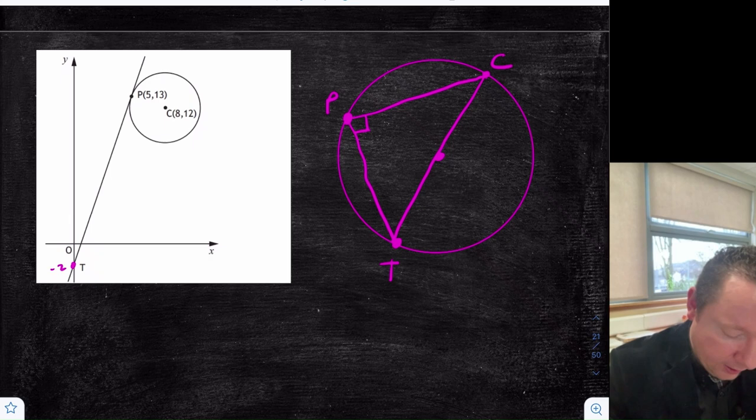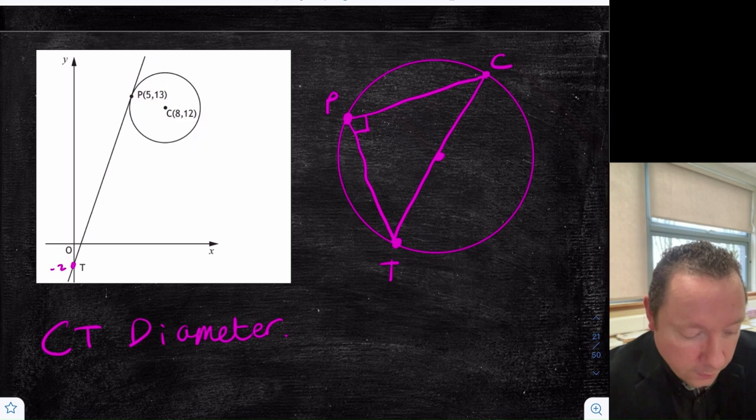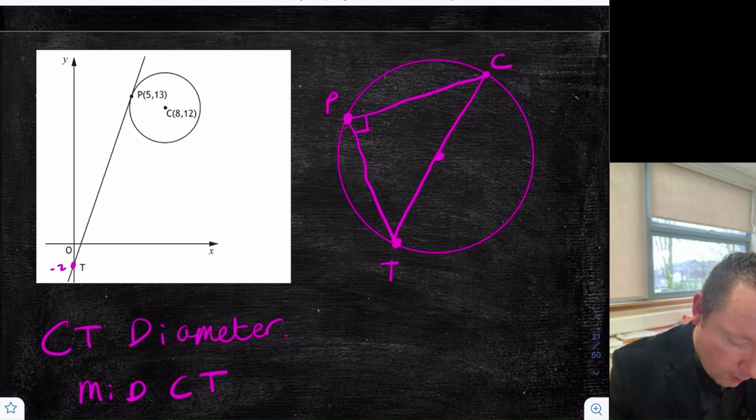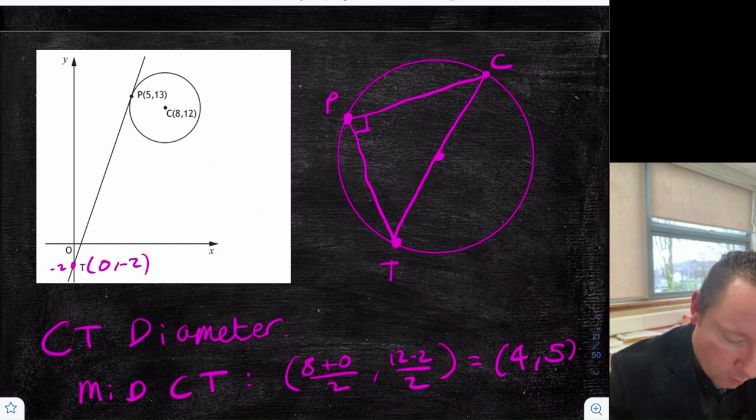And therefore, we can work out the midpoint of C and T. So the midpoint of C to T: C is (8, 12), and remember, T is (0, -2). So it's (8 + 0) divided by 2, and (12 - 2) divided by 2. So that's 8 over 2 is 4, and 10 over 2 is 5. So we know our midpoint now is (4, 5).